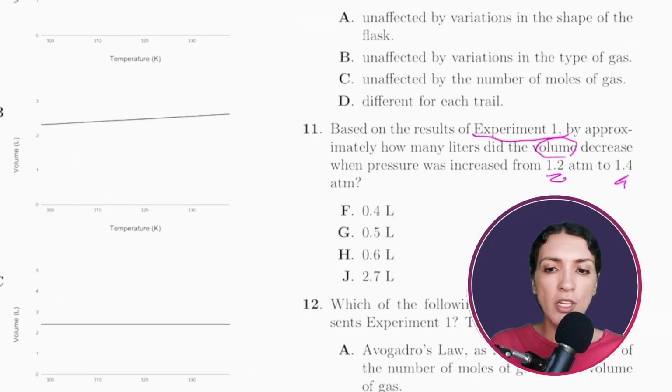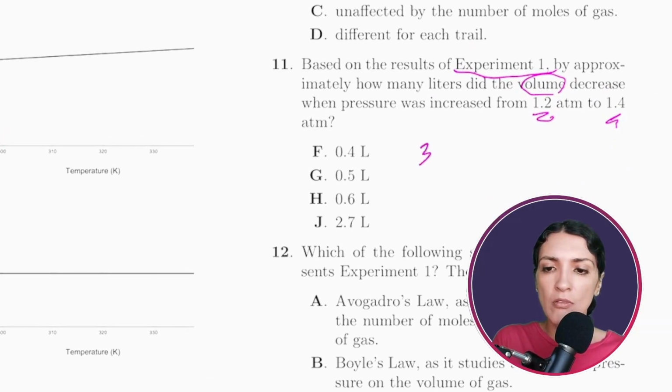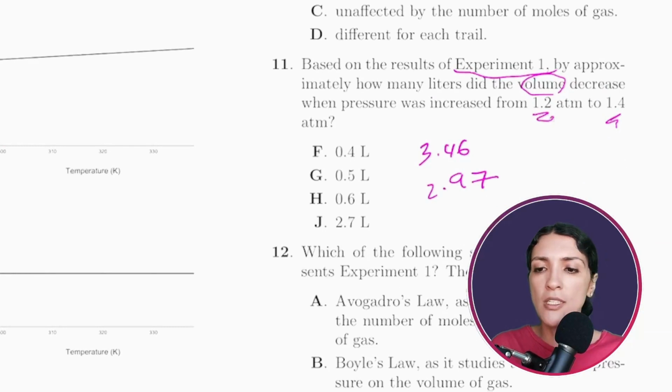So back to the question, 3.46 to 2.97. Now the question is asking us what's the difference between them, what's the change, and an approximation. And 2.97 is about 3, 3.46 is about 3.5. So the increase was about 0.5 liters. Which would be choice G.